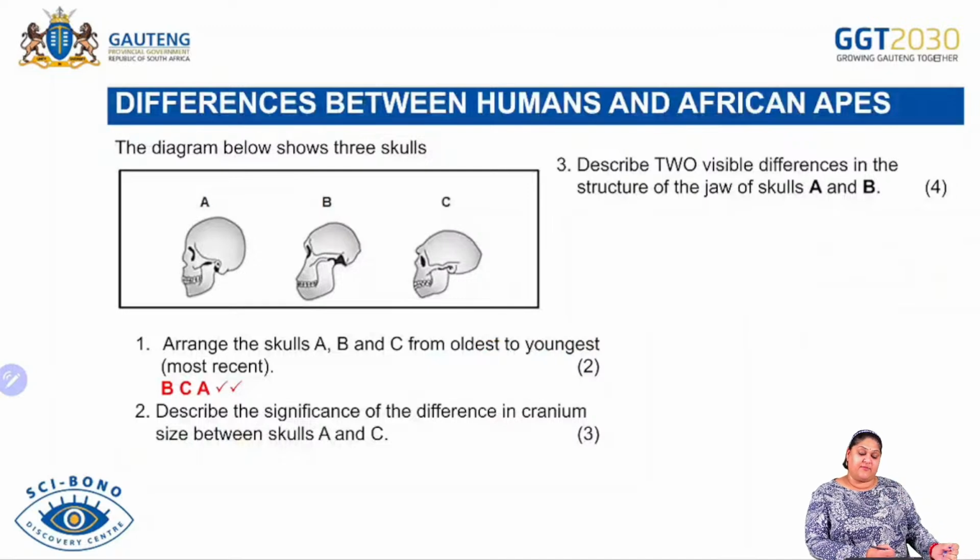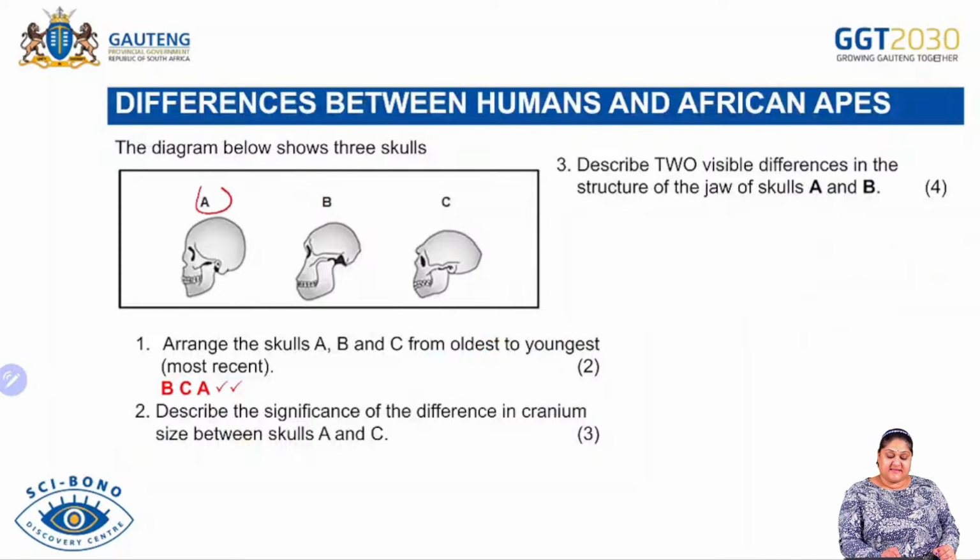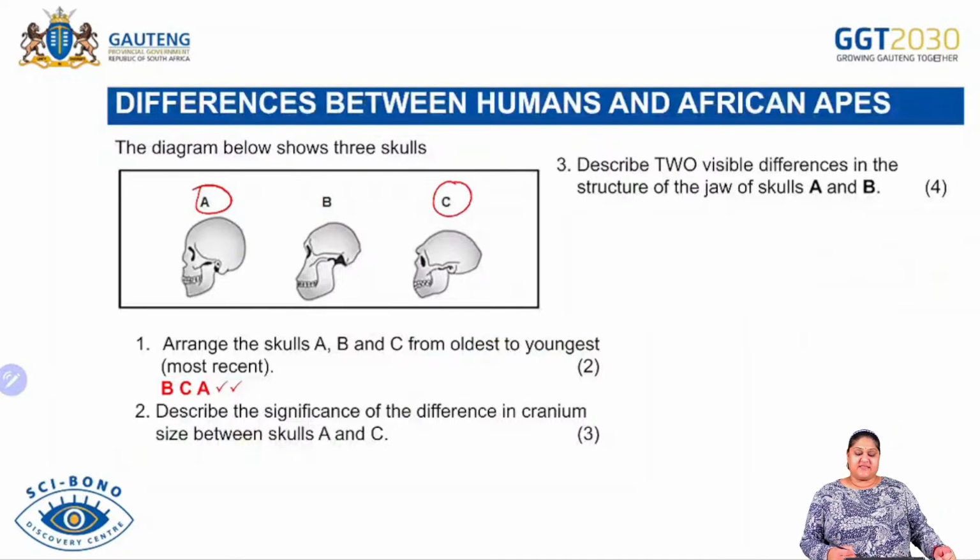The cranium has become larger, and you can also see this from the jaws, and you can look at the brow ridges when you come to this answer. Describe the significance of the difference in the cranium size between skull A and skull C. What is the difference? Now they're not asking what the difference is. Describe the significance.